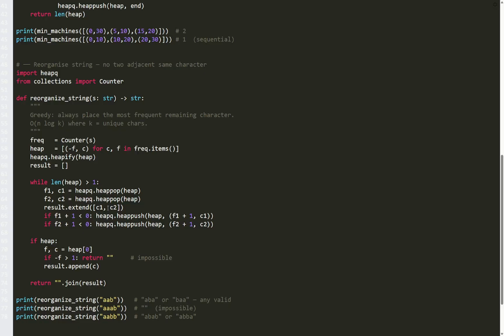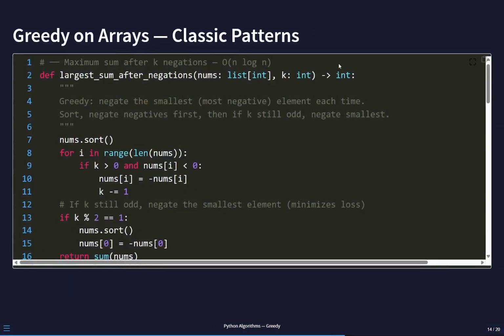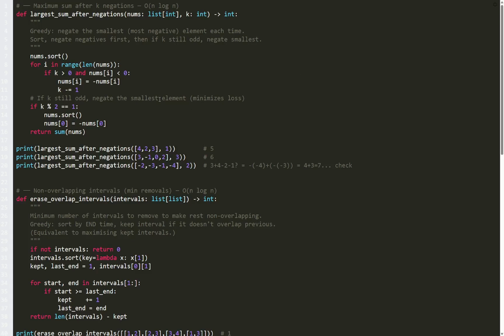Three more array-based problems that each demonstrate a distinct greedy insight. Maximum Sum after K Negations. You're allowed to flip the sign of any element exactly K times. Maximize the total sum. Greedy: sort the array. Negate the most negative elements first. They give the largest gain. If K flips remain after all negatives are gone, and K is odd, negate the smallest positive element, minimizing the loss.